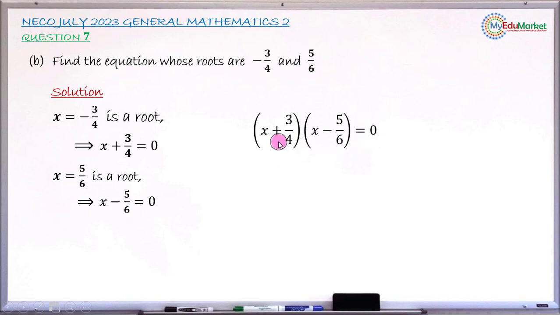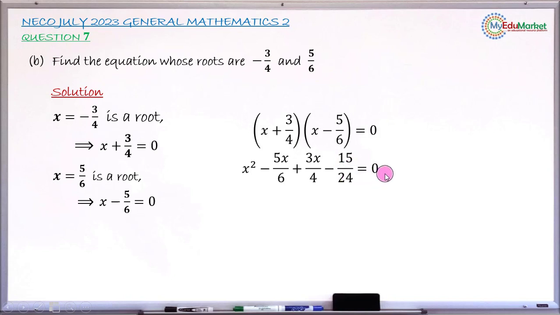So expanding these two brackets, meaning x times x, x times minus 5 over 6, 3 over 4 times this x, and 3 over 4 times minus 5 over 6. If you did correctly, you have x squared minus 5x over 6 plus 3x over 4 minus 15 over 24 equals 0.